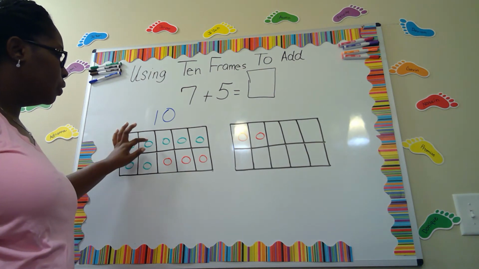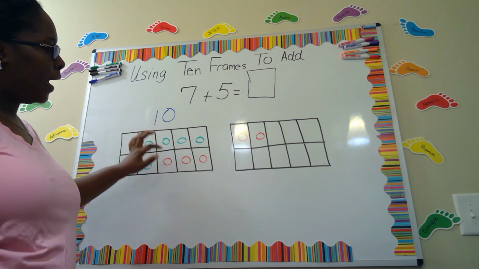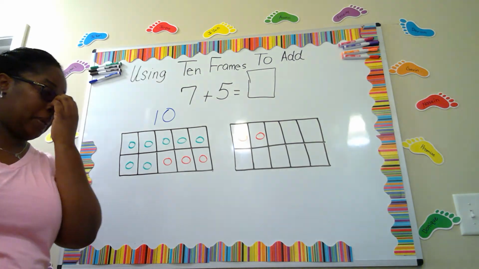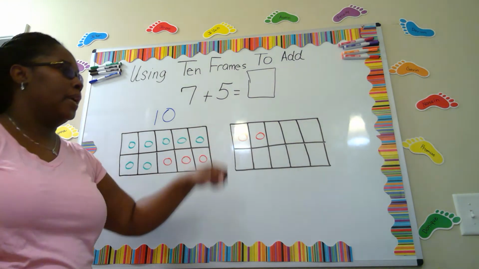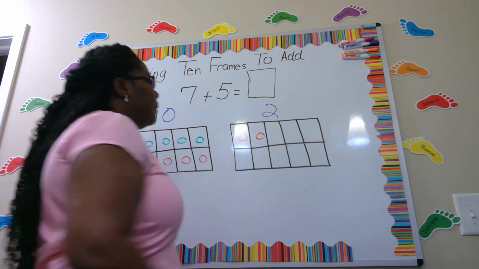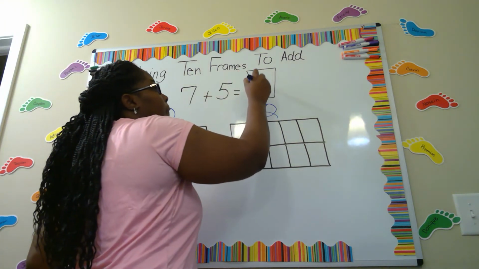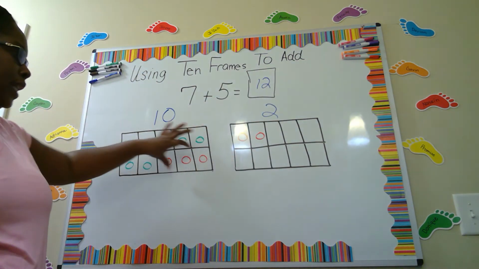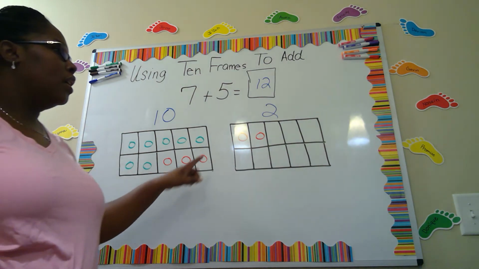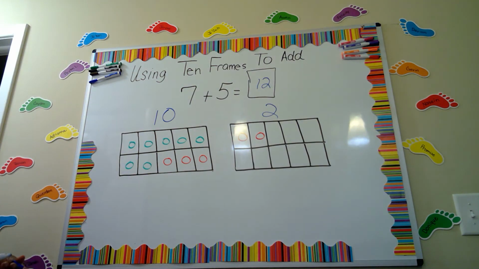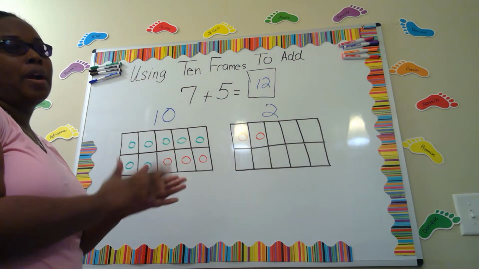1, 2, 3, 4, 5, 6, 7, 8, 9, 10. Okay? Then I have 2 over here. So let's put 2 here. And if I'm looking, 10 plus 2 more equals what? If you said 12, you are correct. We just counted this. So that's 10, 11, 12. So we easily made a 10 and it helped us to count on 2 more to add 12. Give yourselves a big round of applause.